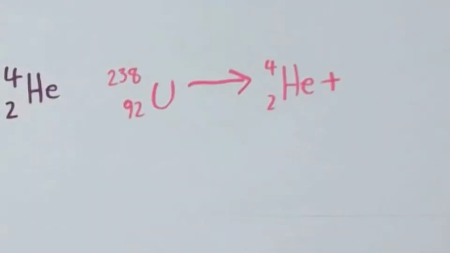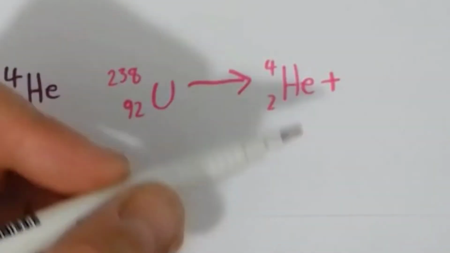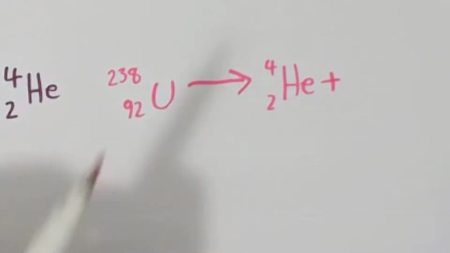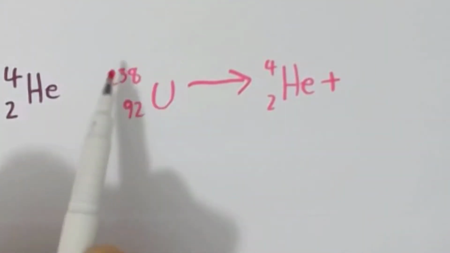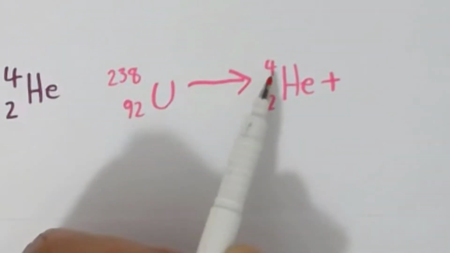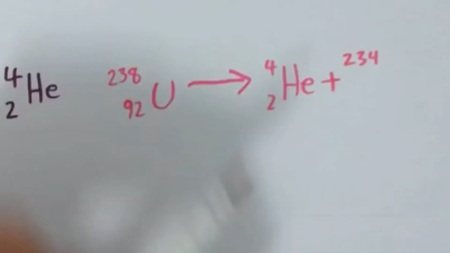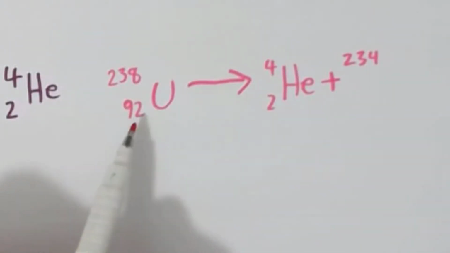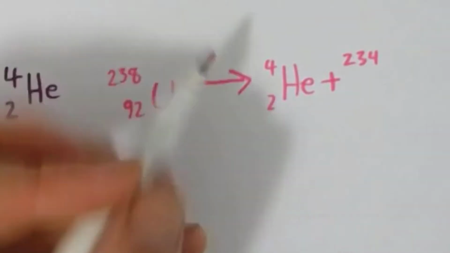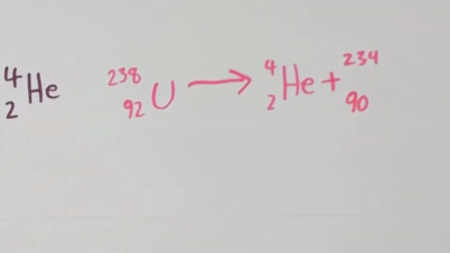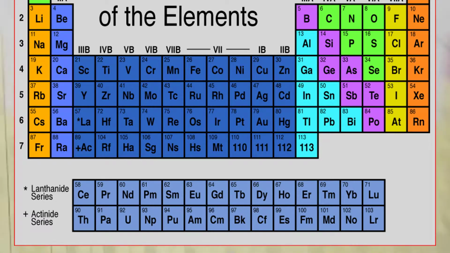So the next thing we need to say is, what has the uranium turned into after it's ejected these 2 protons and 2 neutrons? We can predict that: for the mass, 238 minus 4 must be 234. For our atomic number, 92 minus 2 means that the atomic number now is 90.